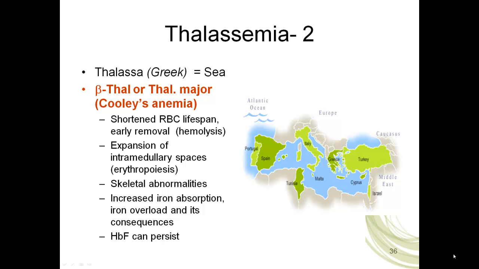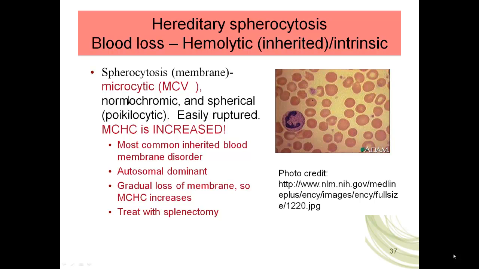And I am going to move on to more types of anemia. The next one I want to highlight is hereditary spherocytosis. Again, it is still blood loss. It's a problem with hemolysis. In this case, it's inherited, intrinsic, not acquired. And in this case, it is a problem with the red blood cell membrane and maintaining it.